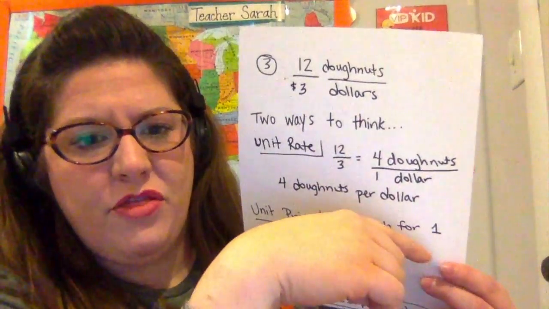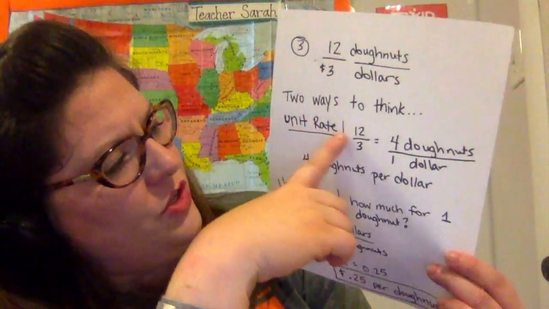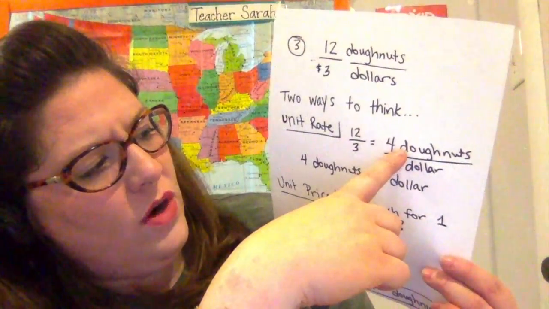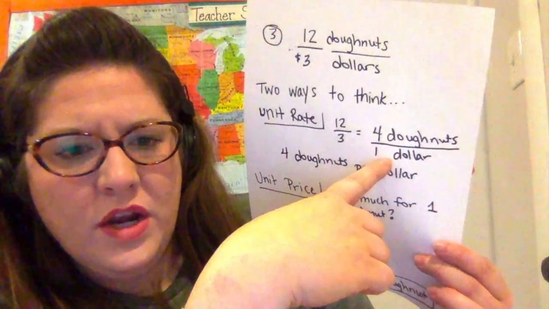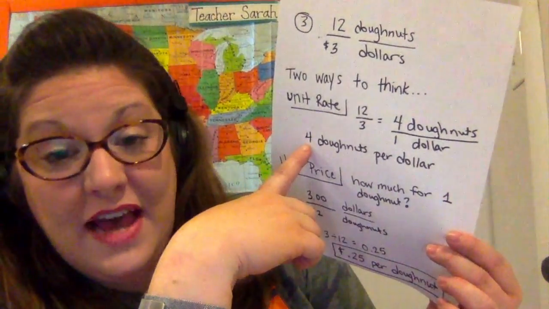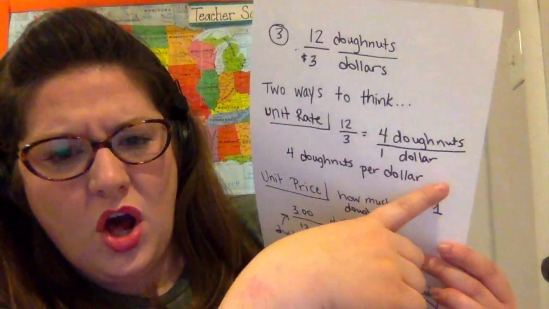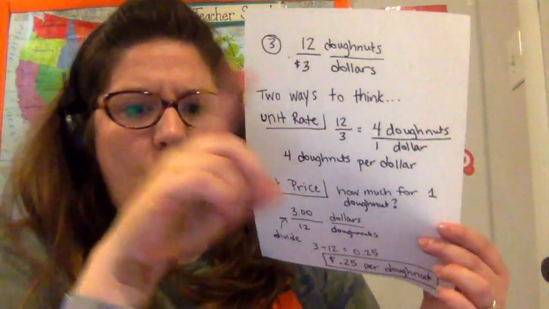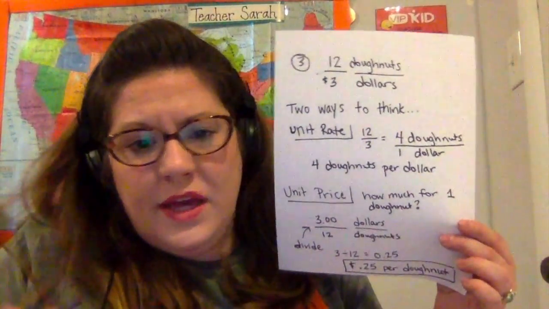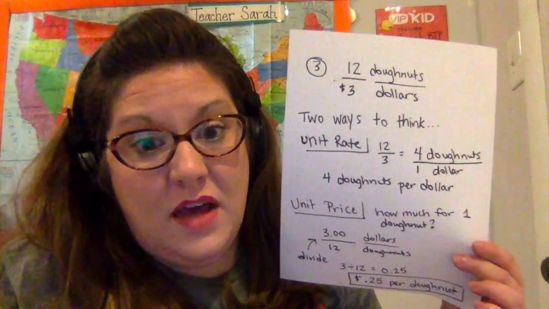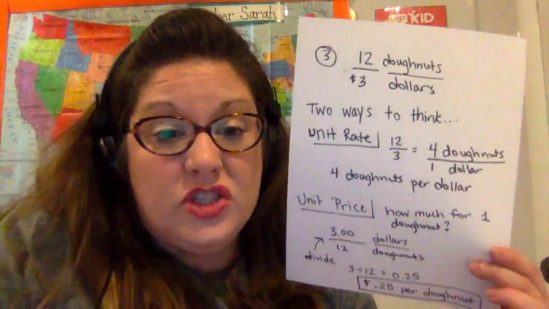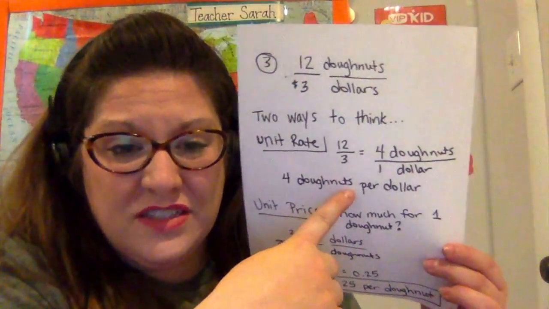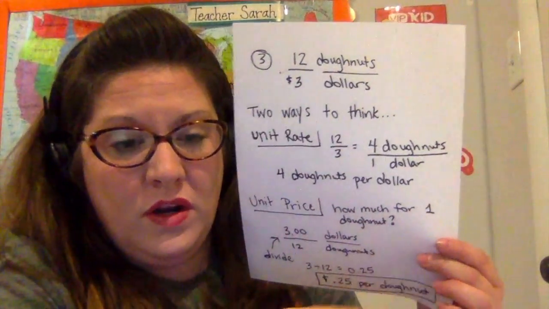If I do 12 divided by 3, and I think of this as a unit rate, I can divide or reduce this to 4 donuts per $1. So that means I can buy 4 donuts for $1. Now, this has made my single unit $1. I really want my unit to be 1 donut. So if I want my unit to be 1 donut, how much does it cost for 1 donut? The answer is not 4 donuts per $1.